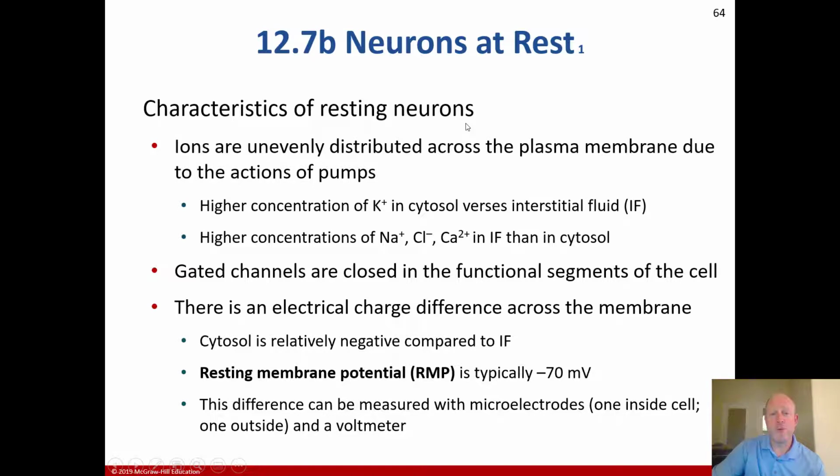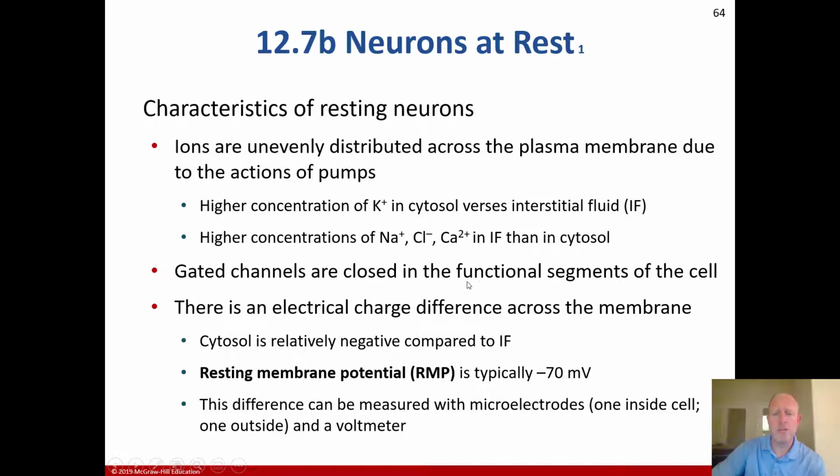And the characteristics of resting neurons. Ions are unevenly distributed across the plasma membrane due to the action of pumps. There is typically a higher concentration of potassium in the cytosol versus the interstitial fluid, and a higher concentration of sodium, chloride, and calcium in the interstitial fluid than in the cytosol. So naturally, they tend to leak across from higher to lower concentration.